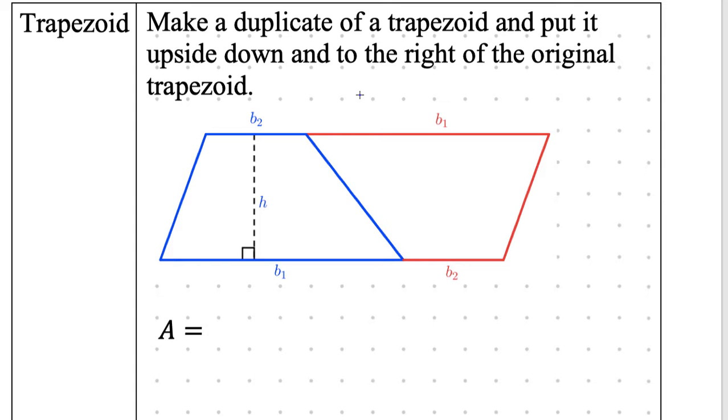So I'm going to follow the instructions. Make a duplicate of the trapezoid. Whoop, I made a clone of them. It's the red one. I need to flip it upside down and put it to the right side. So this is a clone now of the blue trapezoid.